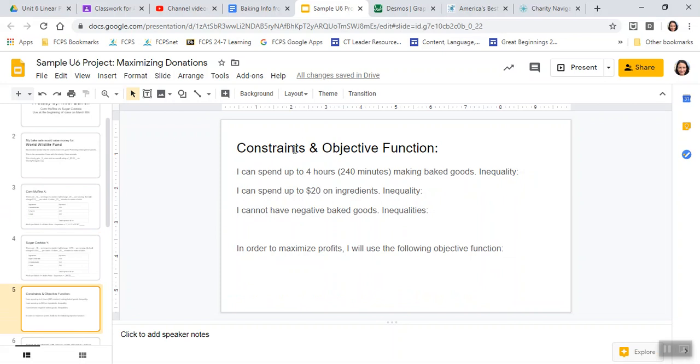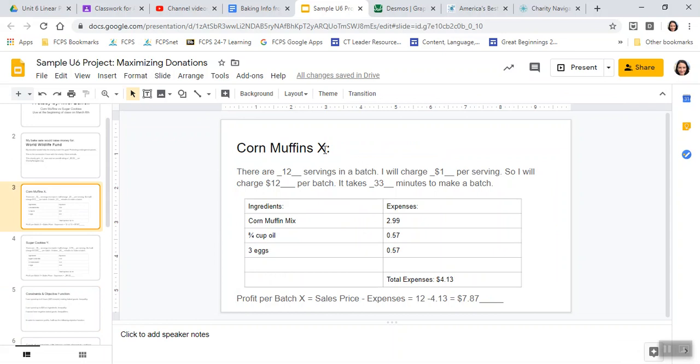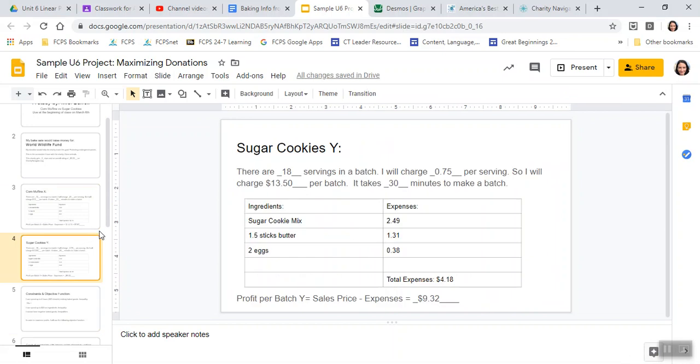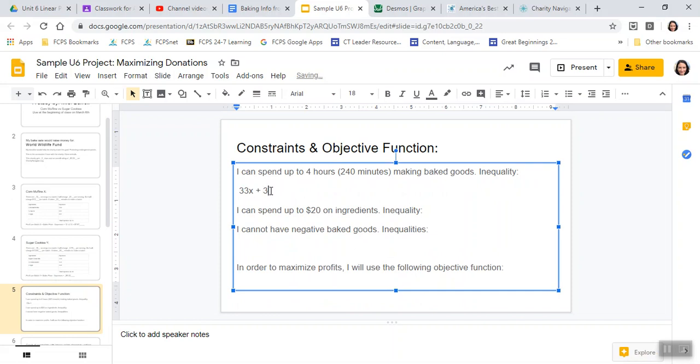Alright, so the constraints and the objective function. I can spend up to 4 hours making baked goods. So my inequality is going to have to do with the time. So let's go back and look. The time it takes me to make the corn muffins is 33 minutes. So that will be 33 minutes times X batches of corn muffins plus the time it takes me to make the sugar cookies, which is 30 minutes times Y batches of sugar cookies.